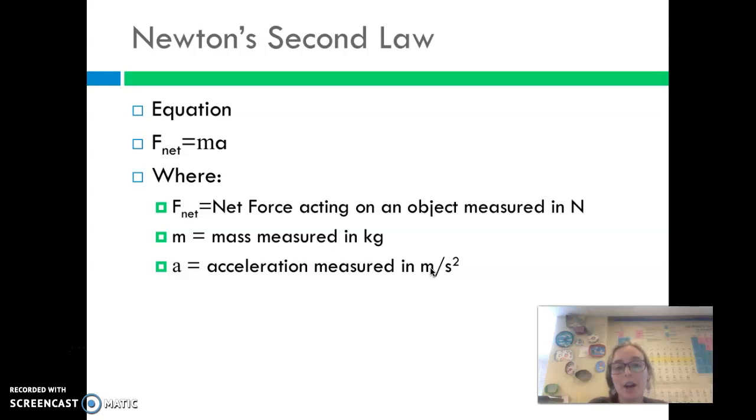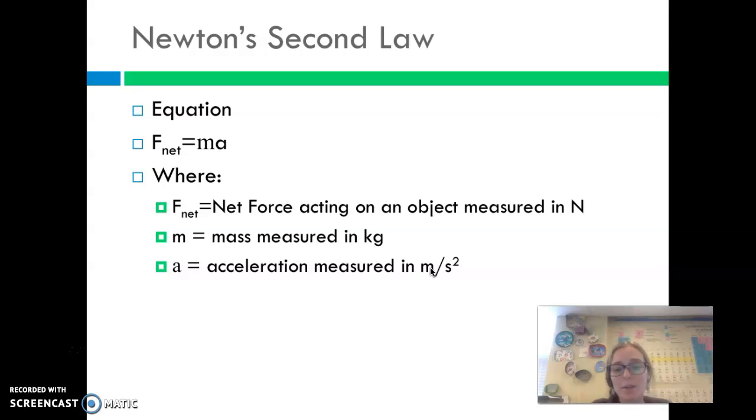Newton's second law is F equals ma. So it's mostly an equation we're going to look at. F net equals the net force acting on an object, and that is measured in newtons. M is the mass measured in kilograms, and A is the acceleration measured in meters per second squared.